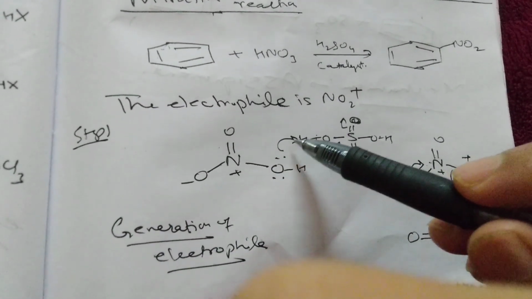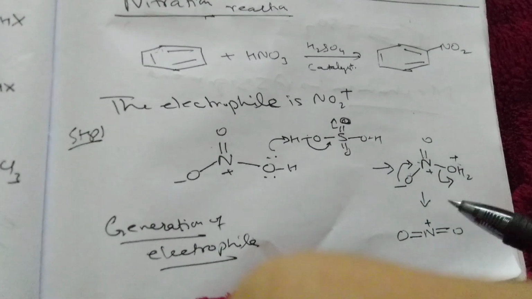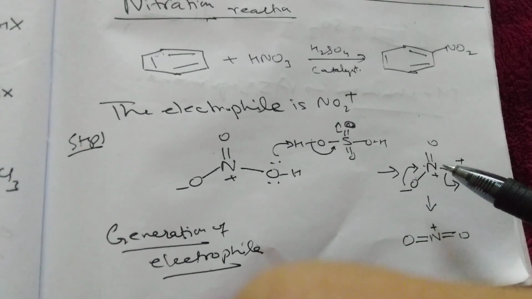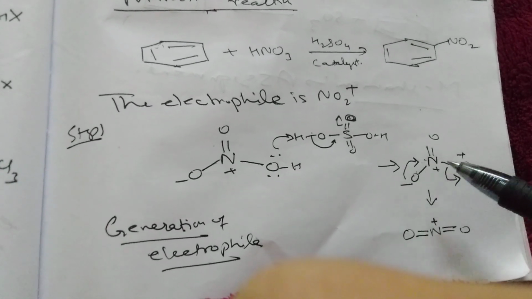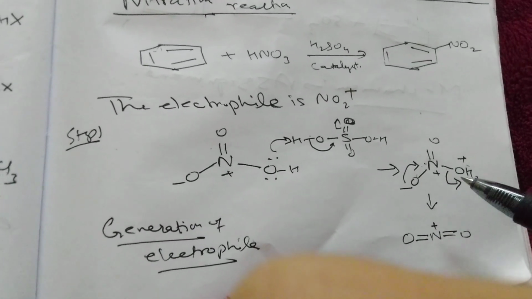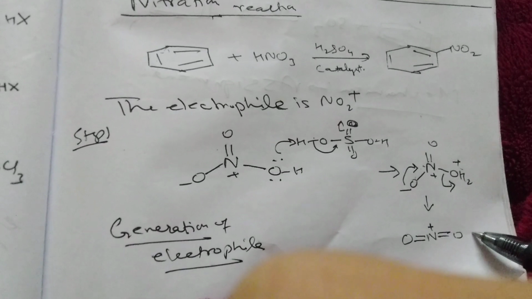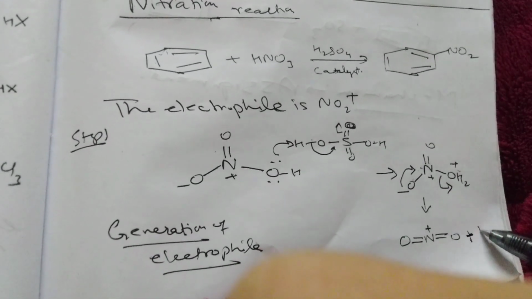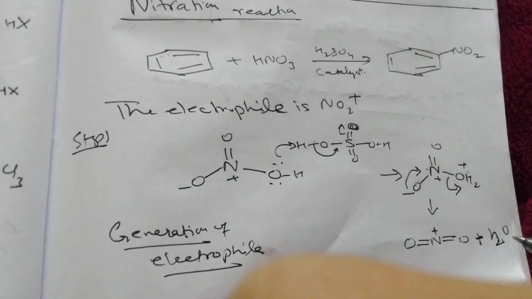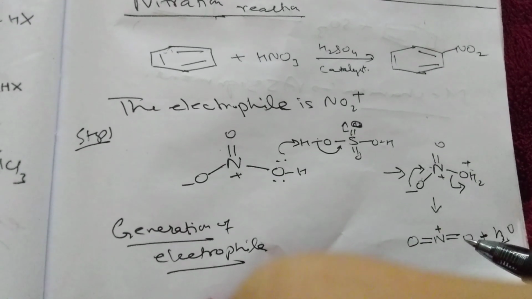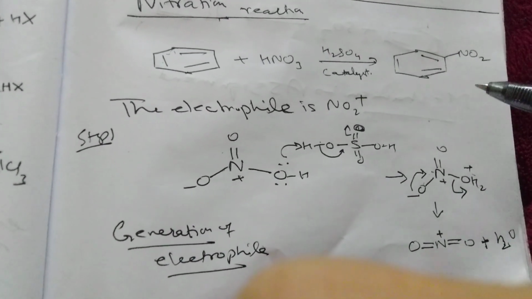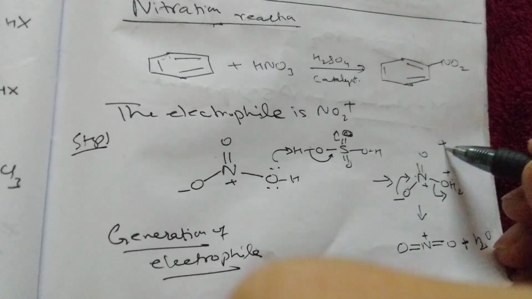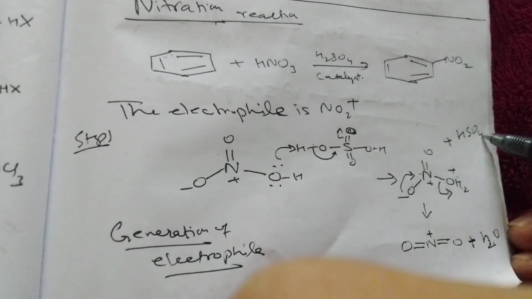So first the lone pair goes and attacks here, and this comes here. HSO4 minus is lost, and you are getting OH2 plus. This minus comes here, OH2 plus. That means water is lost here, and you get NO2 plus. Remember this. The first step is generation of the electrophile. NO2 plus is the electrophile, plus HSO4 minus I should write here.